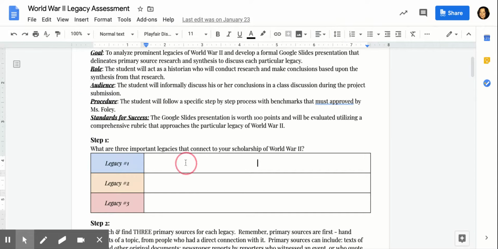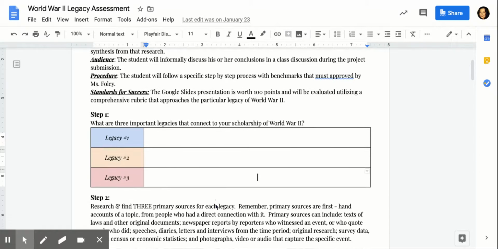So in step one, you need to type each legacy. Maybe I choose the Battle of Stalingrad for Legacy 1. Maybe I choose atomic weapons for Legacy 2. Maybe I choose the book Hitler's Willing Executioners for Legacy 3. So you can really choose anything.